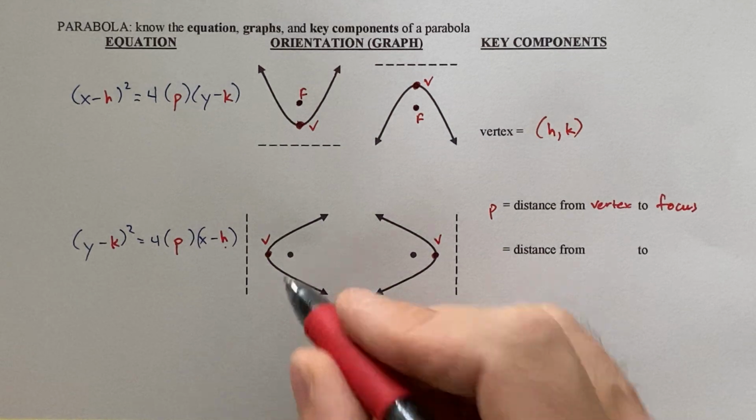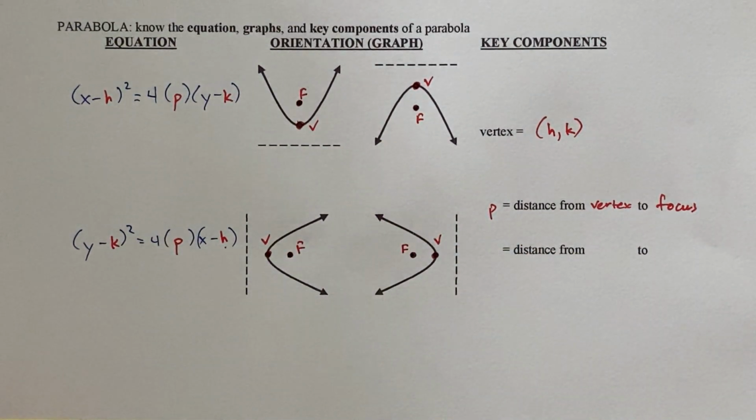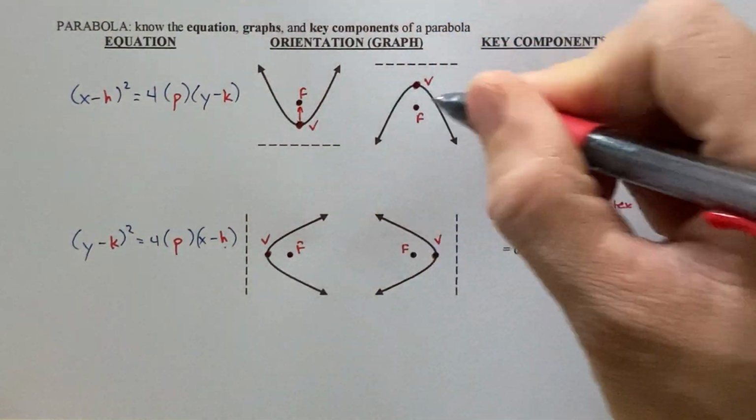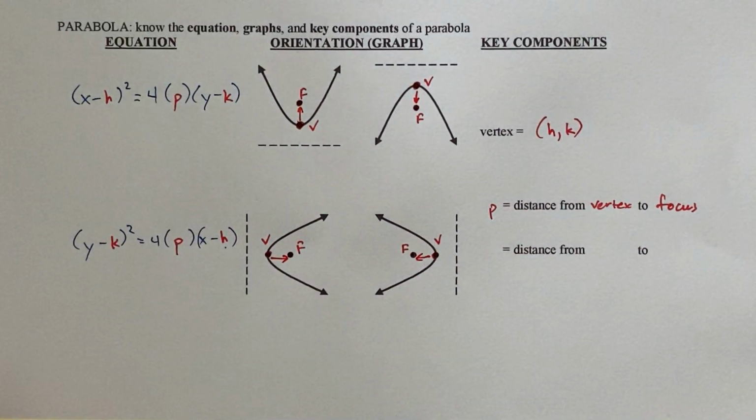In Algebra 2 graphs, the focus would be right here, and if it's opening to the left, the focus would be on the left, okay? P is the distance from here to here, or here, or here, or here, okay?